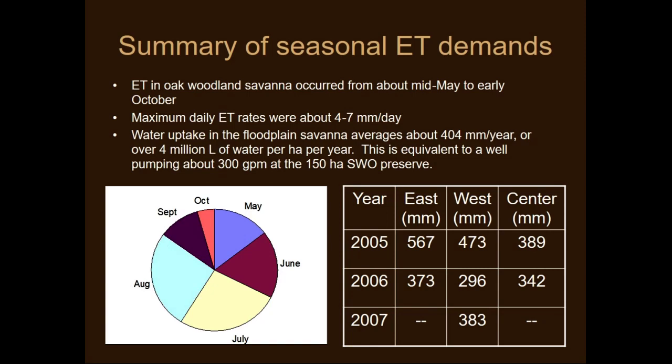You add all that up in terms of a 300 hectare or 150 hectare preserve, it's equivalent to a well pumping 300 gallons a minute at that floodplain. So estimating something like this is important for doing any sort of water budgets and so forth. We need to know something about how much evapotranspiration might be occurring from some of this vegetation.